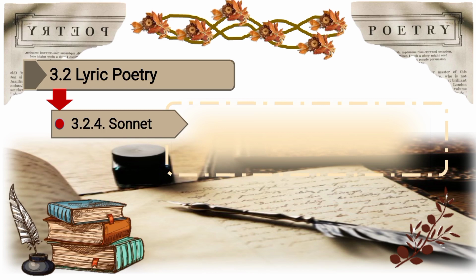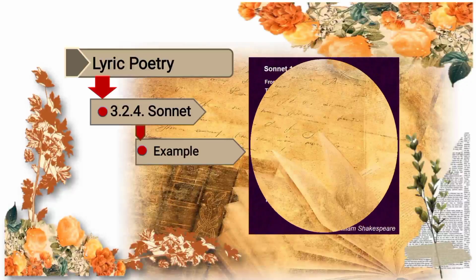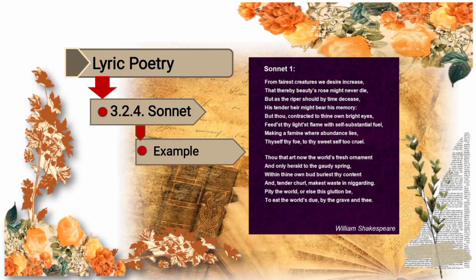Next is the sonnet. It is a lyric poem distinguished by its exact form of 14 iambic pentameter lines. The lines are arranged in two waves of thought, the rising in the octave and the falling in the sestet. Example of this is the Sonnet 1 of William Shakespeare. So make sure, basta sonnet talaga, mayroon lang siyang 14 lines.